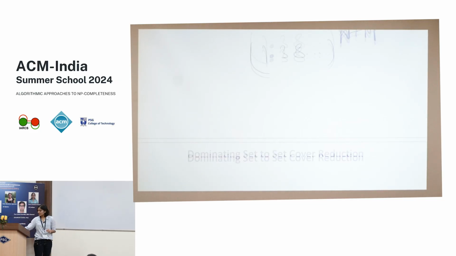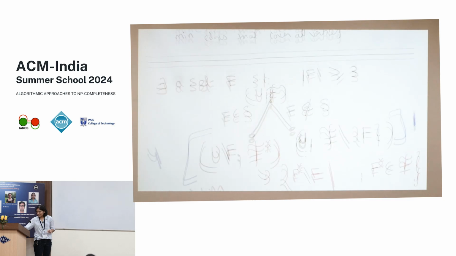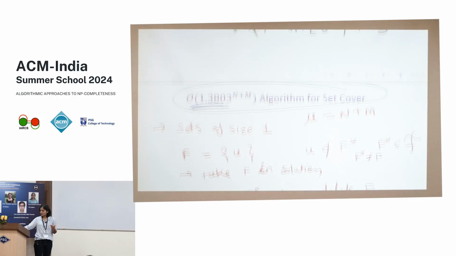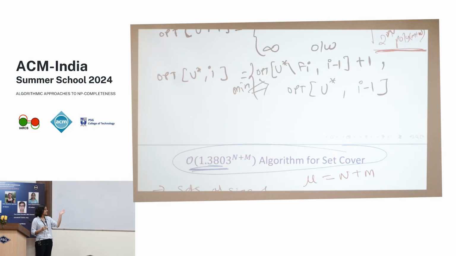But as you can see, I had some 2 power n, I had some 2 power m, but by combining both of these, we are getting something like 1.3803 power n plus m. Okay, that's what we are getting. But how do we exploit it to get a good algorithm for dominating set? Let's see.